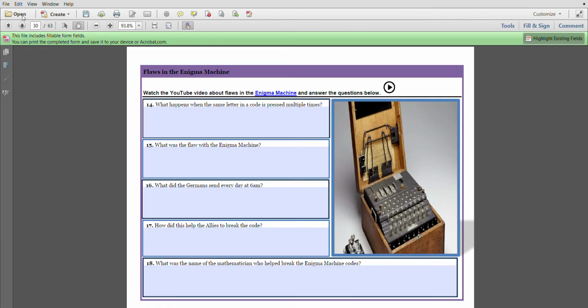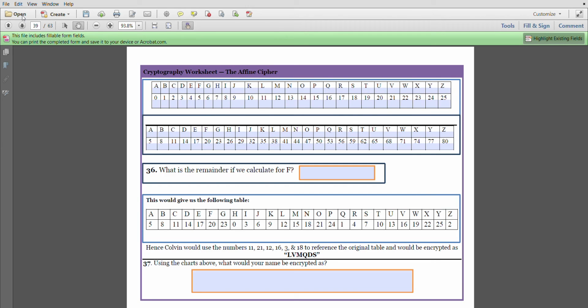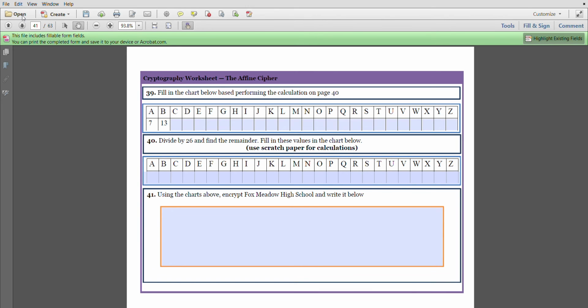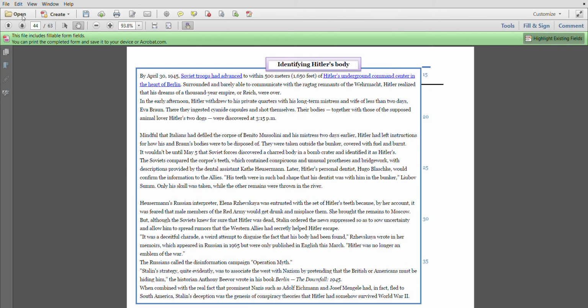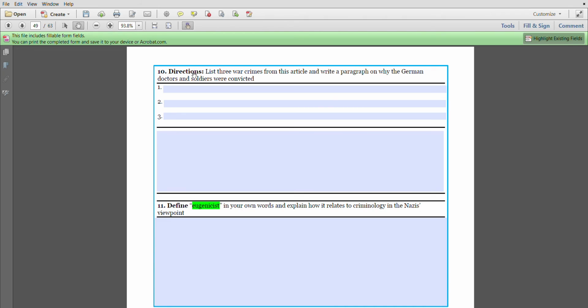I wanted to make sure I read the forensics portion because I knew that it was going to touch on the events of the Holocaust and Joseph Mengele's cruel treatment of twins. All right, so now we get to question 10 for forensics. List 3 war crimes from this article and write a paragraph on why the German doctors and soldiers were convicted. So you list your war crimes here, and then the paragraph goes here.